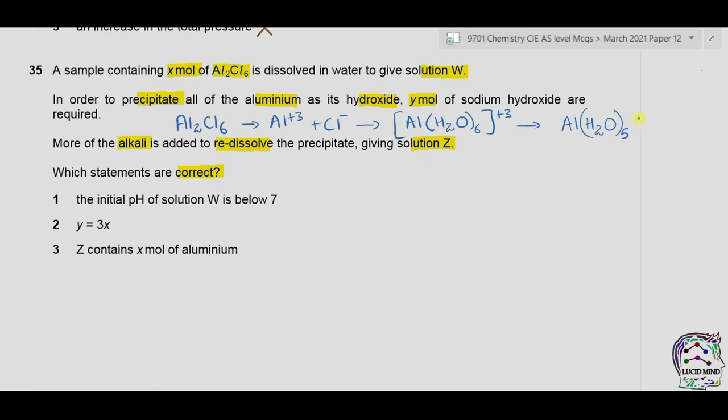One of the water molecules has lost H+, so OH is left behind. The charge now becomes plus 2 along with the H positive ion. This produces H positive ion, which means the solution will become acidic. This is solution W. Number 1, the initial pH of solution W is below 7. As we can see that the solution is acidic, so the pH must be below 7, so statement 1 is true. Second thing is the dissolution of precipitate of aluminum by adding sodium hydroxide.